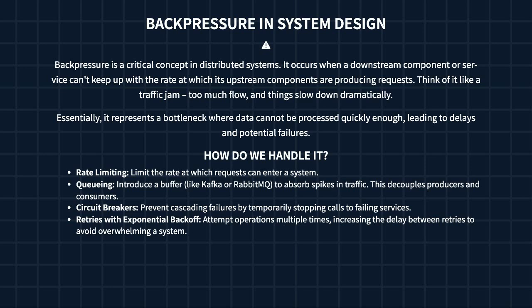One way is rate limiting, essentially saying, okay, we can only accept X requests per second. Another good approach is using queues to buffer those spikes of activity, giving the slower components some breathing room. Circuit breakers are useful for preventing failures from cascading down the line, and retries with exponential backoff can help recover gracefully.